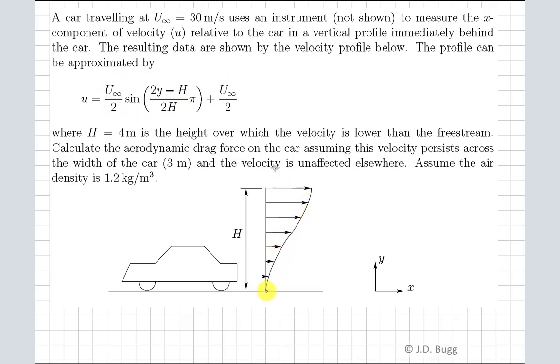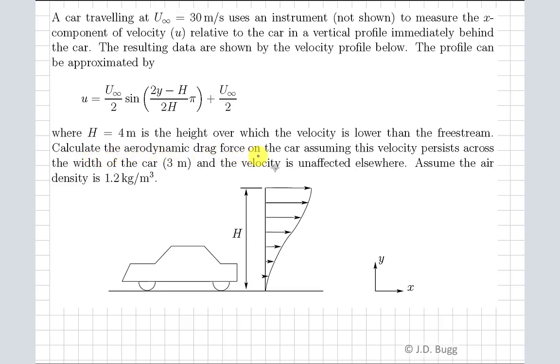So when y is equal to 0, this evaluates to 0. And when y is equal to h, this evaluates to u infinity. So any higher than this point, and we just have that uniform free stream velocity of u infinity.